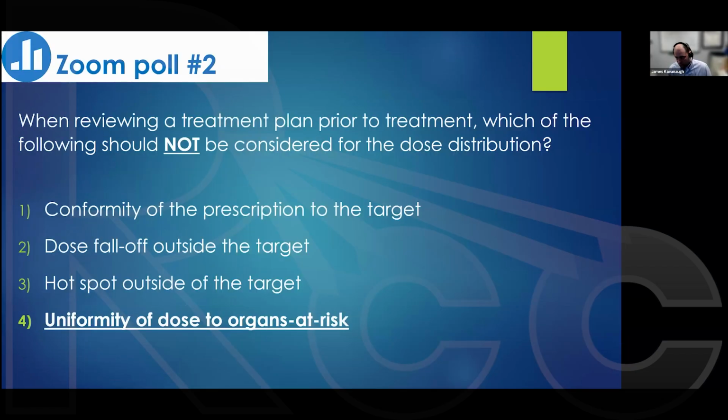There we go. We do care about the conformity of the prescription to the target. We do care about dose fall off outside the target. We talked about how maybe higher gradients in certain directions are more preferable if it's a higher priority OER. We do care about hotspots outside the target. Typically, we don't care too much about uniformity of dose to organs at risk. We actually almost always want a non-uniform dose to organs at risk because it's going to have a higher dose closer to targets and a lower dose further away.